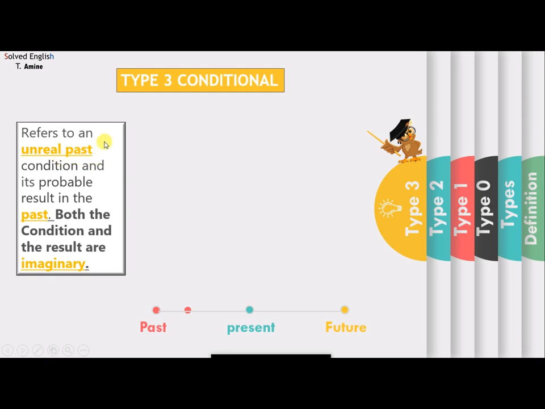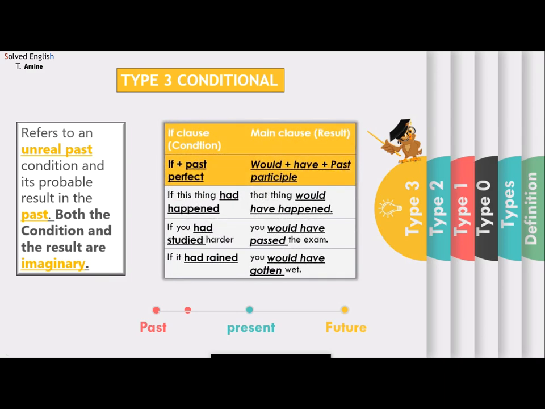Why did I say unreal past? Because the conditional type 3 is used to express a condition and a result both in the past and both are imaginary. So, the table here shows you the form. In the if clause, we use if plus past perfect. In the main clause or result, we use would plus have plus past participle of the verb. If this thing had happened, that thing would have happened.